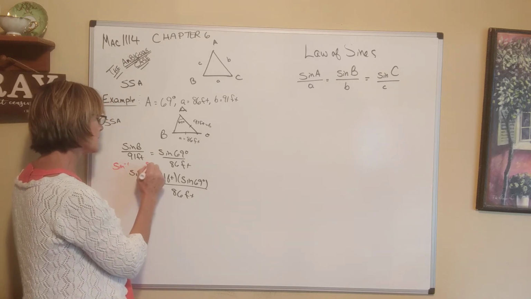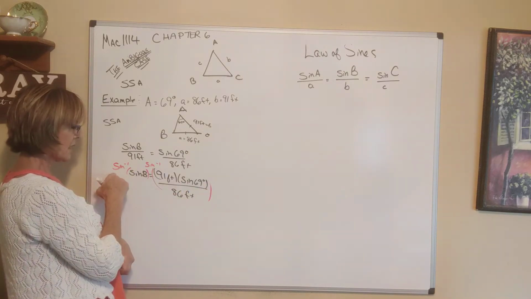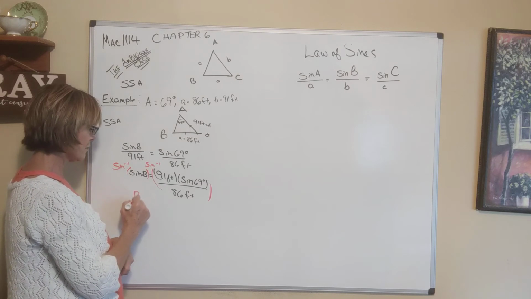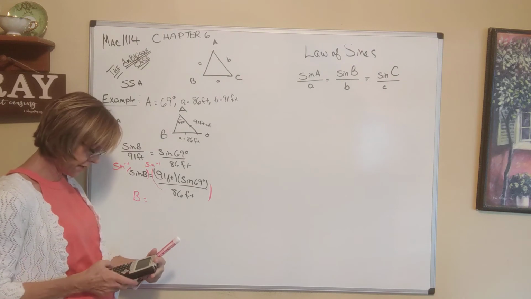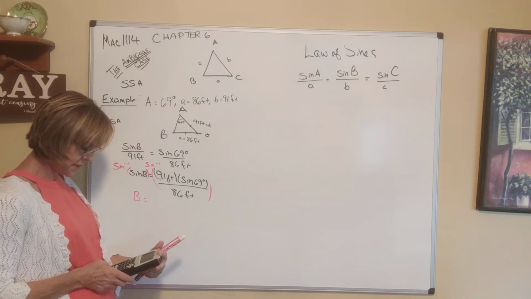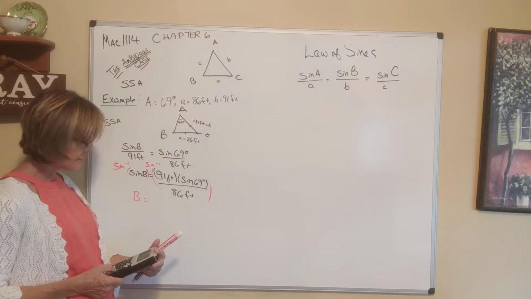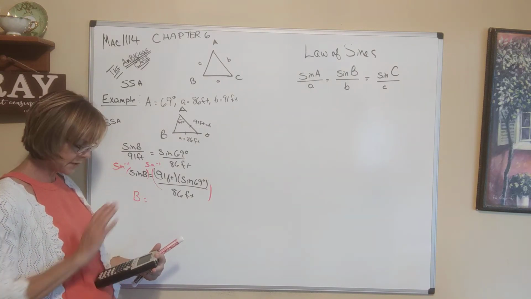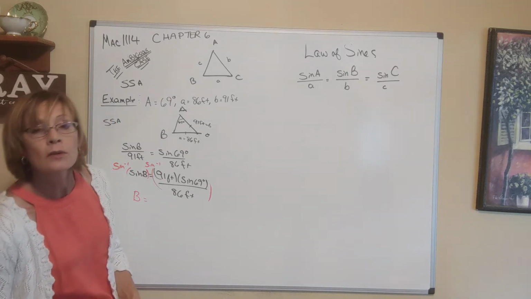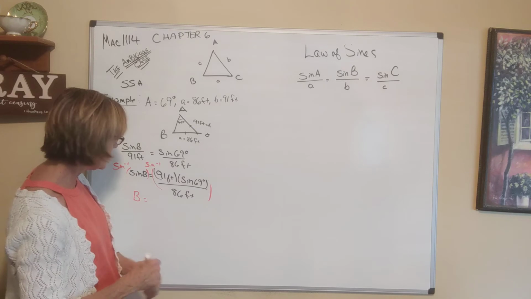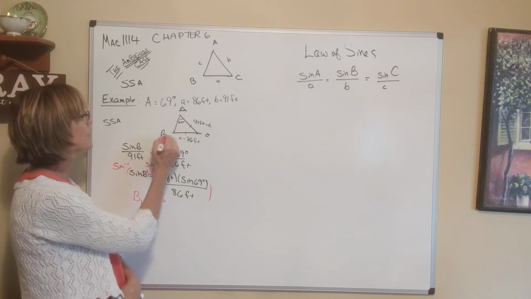Sine inverse and sine will undo each other. I get angle B. Over here, I'm going to find out what angle B is equal to. So I take second sine inverse of 91 times the sine of 69 divided by 86, close parentheses, and I hit enter, and I get 81.06 or 81.1 degrees. I realize I'm doing the ambiguous case, so I'm going to label that B1.